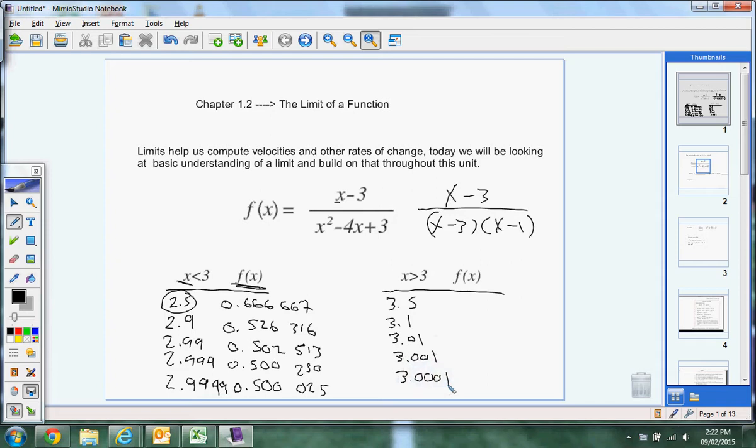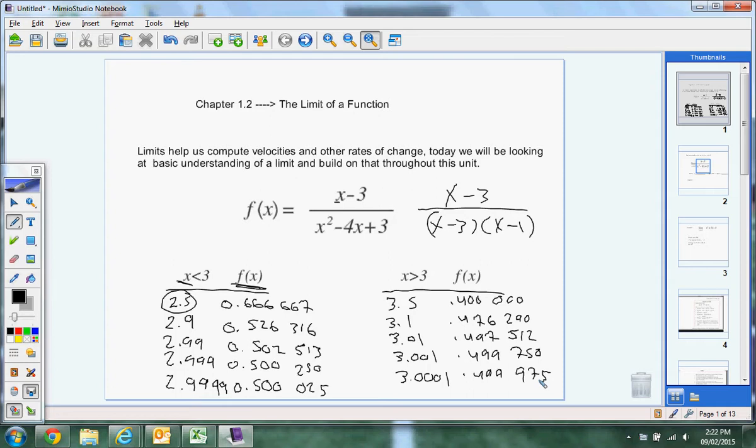And then again, 6 decimals, 0.4, 0.476290, 0.497512, 0.499750, 0.499975. Okay, so the idea is that if we plug 3 in, we're going to get an error because it's not equal to that.